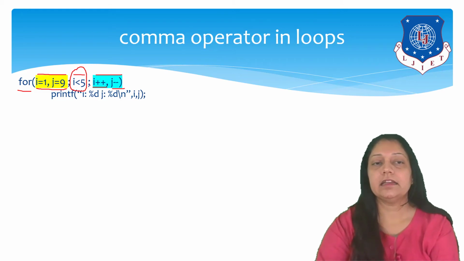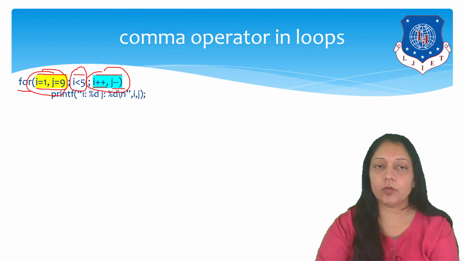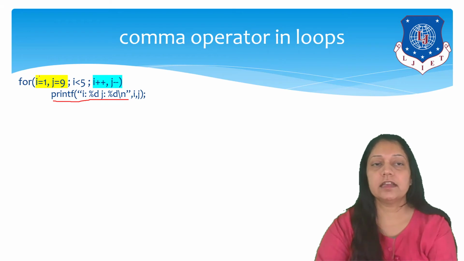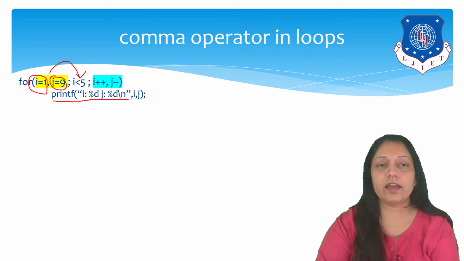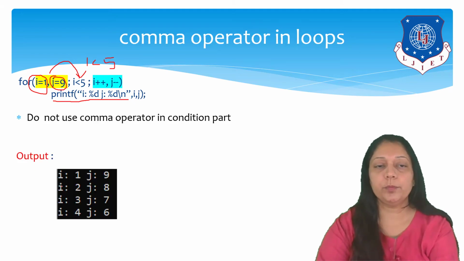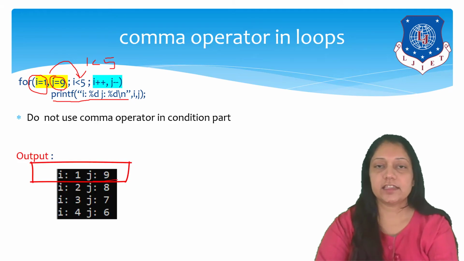So you can see here there are 4 different expressions, 2 expressions in initialization and 2 expressions in the update part, each separated by a comma. Now if I display the value of i and j, let's see what output I'll get. So first i is equal to 1, j equal to 9. Then we'll check the condition: i less than 5, that is 1 less than 5 is true. We'll execute the printf statement and the output would be i is equal to 1, j is equal to 9.